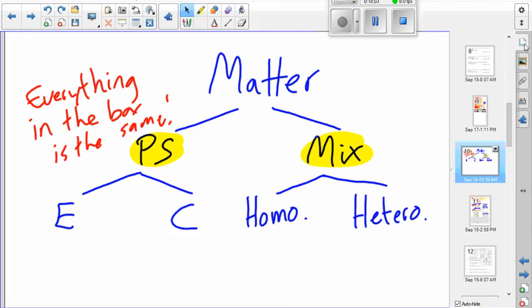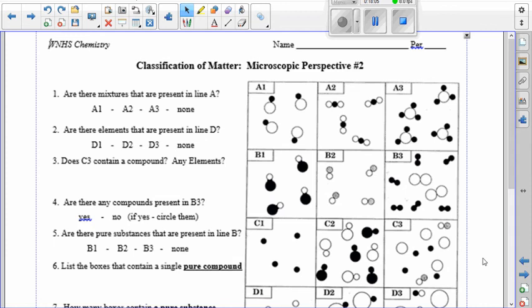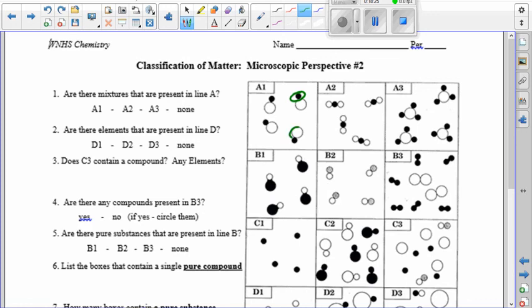So if you take a look, it says question 1, are there mixtures that are present in line A1? Well, let's take a look-see. If I close my eyes and grab something out of the A1 box, let's say I grab a black atom right here. What will I pull out in total? 1 black atom and 1 large white atom. What if I grab the white atom right here? I'd pull out 1 black atom and 1 large white atom, right? No matter what I pull out of that box, it's always going to be the same. So is that a pure substance or a mixture? Pure substance, right? That's a pure substance.